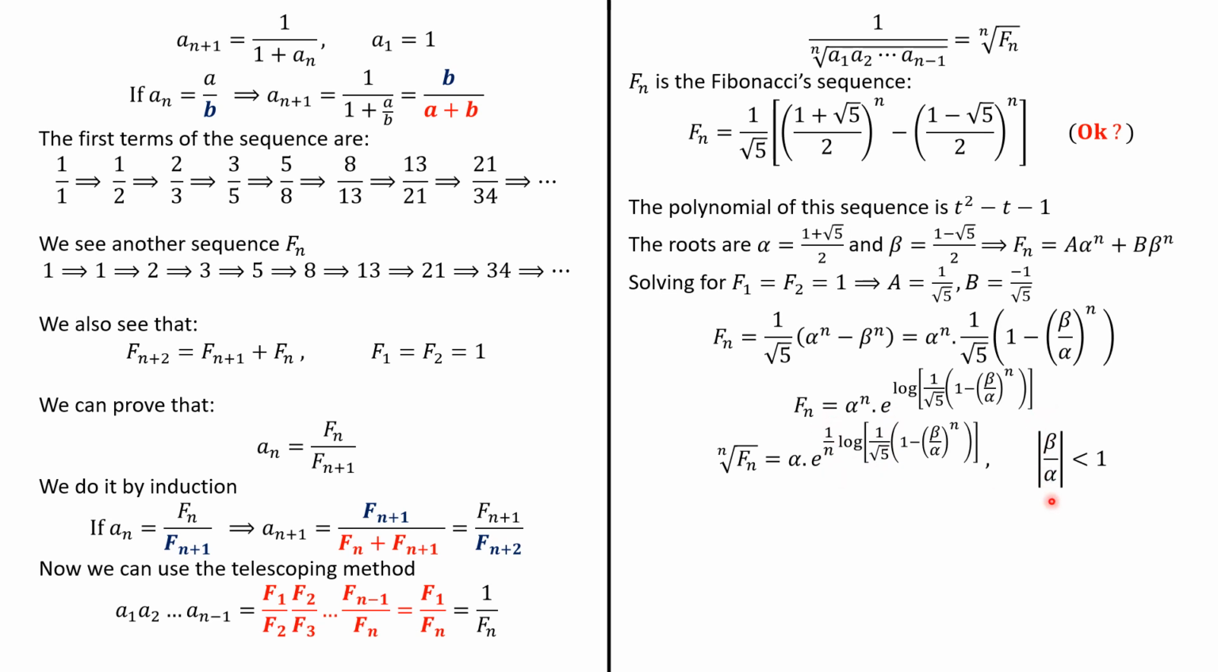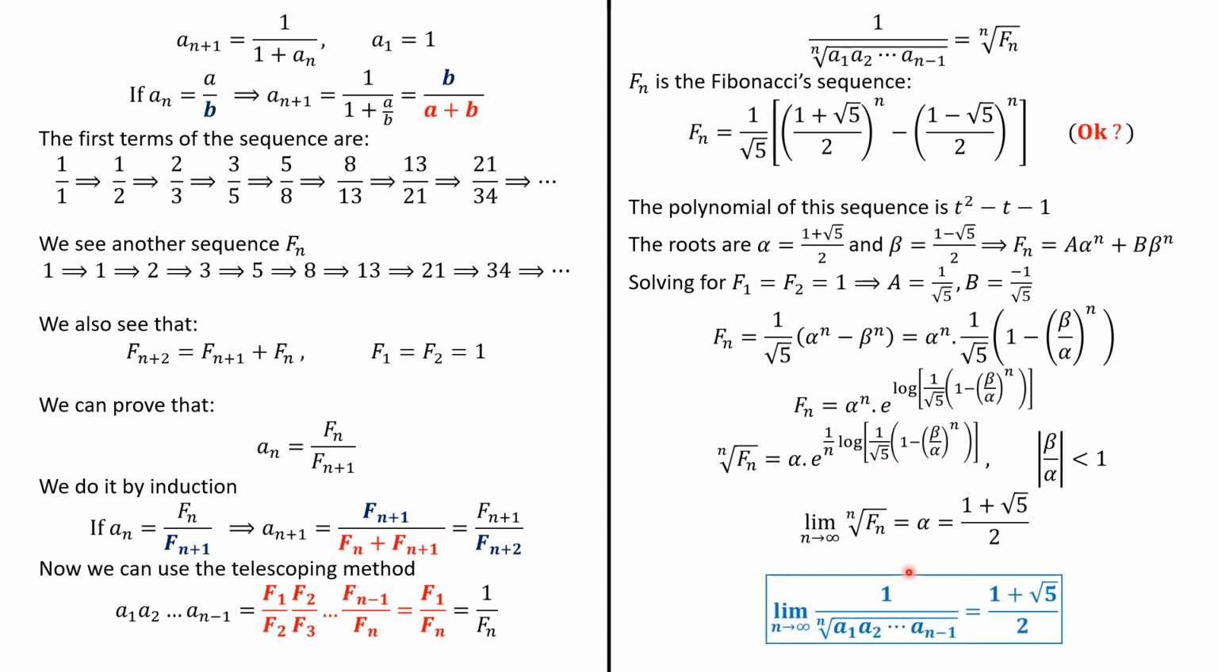But one interesting thing is that this absolute value is less than 1, because the absolute value of beta over alpha is the square root of 5 minus 1 over the square root of 5 plus 1, so this is less than 1. Now you see that it is very straightforward to compute this limit, because this is going to 0, and we know that the limit of 1 over n log of 1 over the square root of 5 is 0. So this is going to e to 0, which is 1. So this limit is alpha.